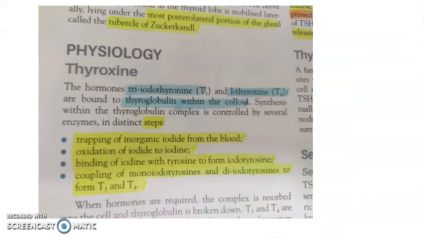Here they'll ask you, what is the important hormone? Is it T3 or T4? Actually, it is T3, because T3 will act very fast, and although T3 is produced by peripheral conversion of T4, T3 is actually a very important physiological hormone for us.